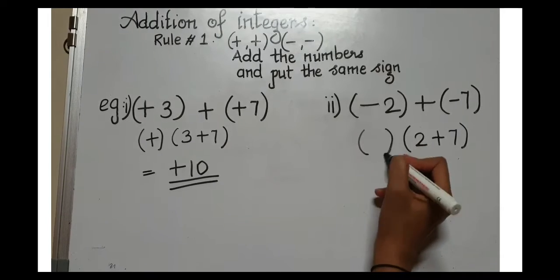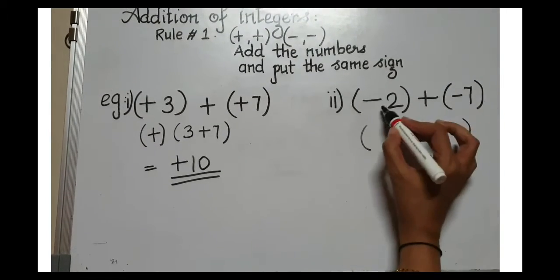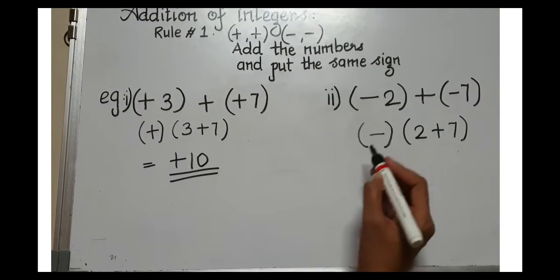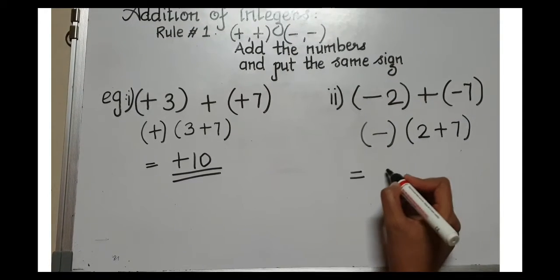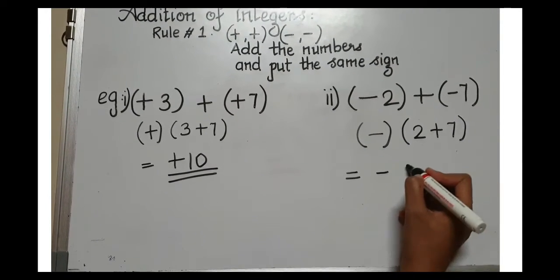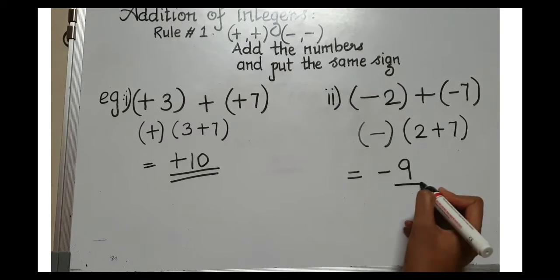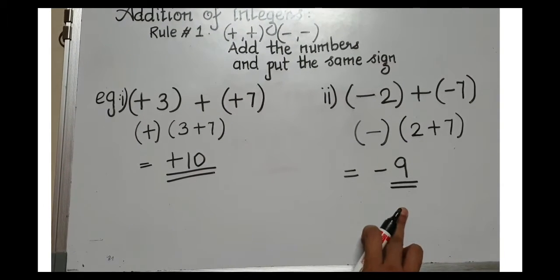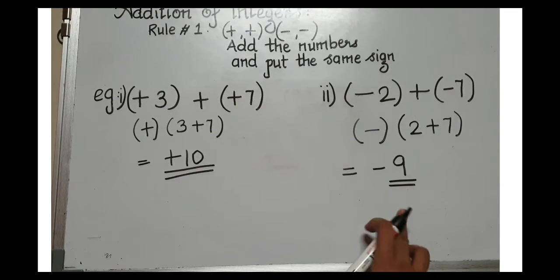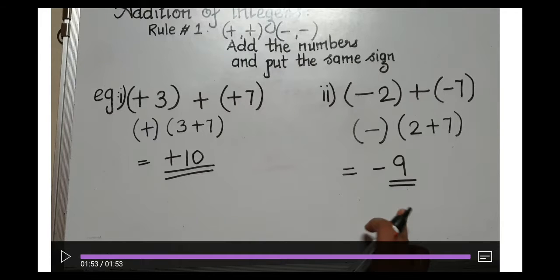So in the sign bracket, I'll put which sign? Minus sign. Because both are having minus sign. Both are negative integers. So my answer is negative, 2 plus 7 is 9. So I hope you all have followed this. This was according to rule number 1. Now we move forward.